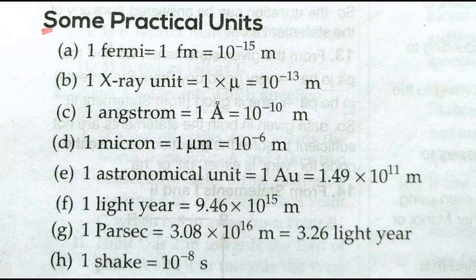1 light year is equal to 9.46 into 10 power 15 meters. 1 parsec is equal to 3.08 into 10 power 16 meters. That is equal to 3.26 light years. Okay. 1 shake is equal to 10 power minus 8 seconds.